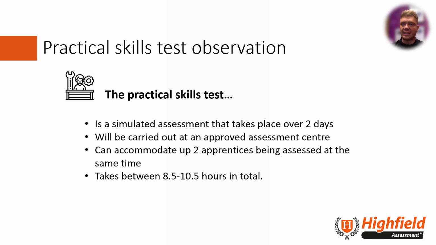The practical skills test consists of a series of tasks that the apprentice will need to complete under controlled assessment conditions. The apprentice will be allocated an assessment bay and provided with the tools and equipment they need to carry out the practical skills test. The assessor will carry out an initial 30-minute briefing with the apprentice to run through general housekeeping and the assessment schedule.